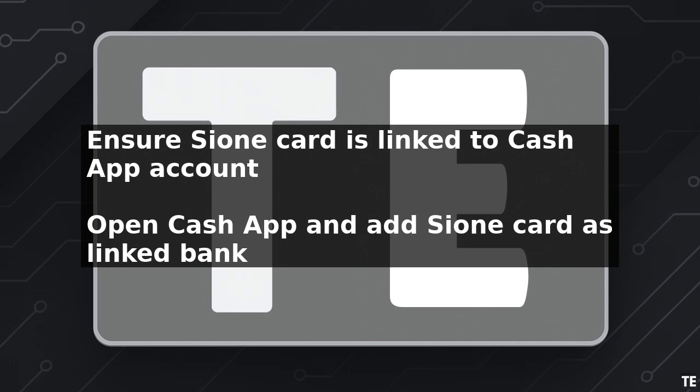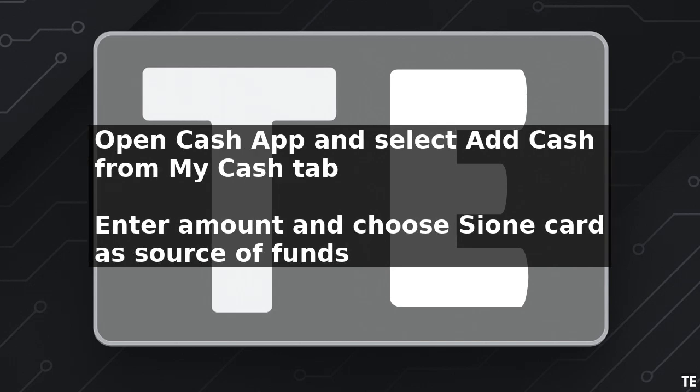Once your Smione card is linked, you can proceed to send money. Open the Cash App, tap on the My Cash tab, and select Add Cash. Enter the amount you want to send, and choose your Smione card as the source of the funds. Review the transaction details to ensure everything is correct, and confirm the transfer.